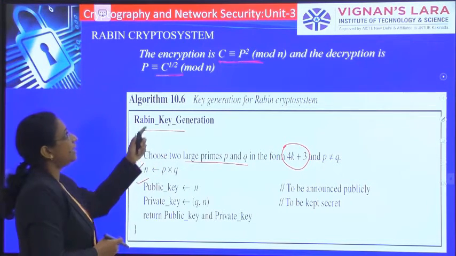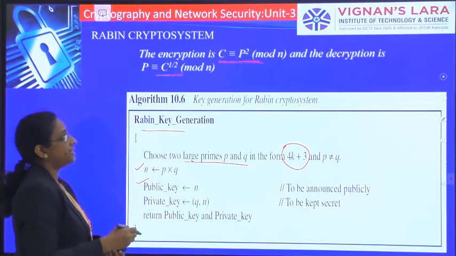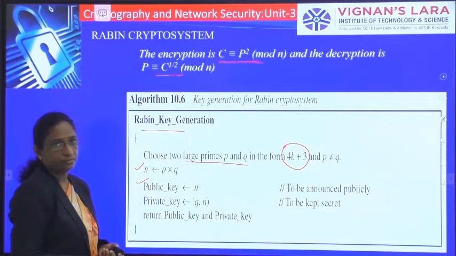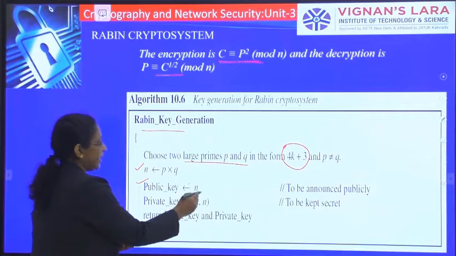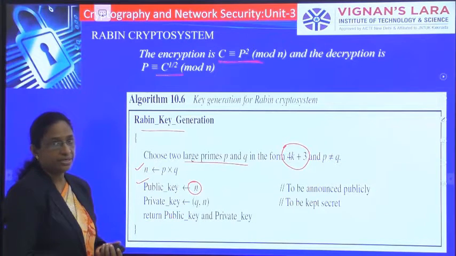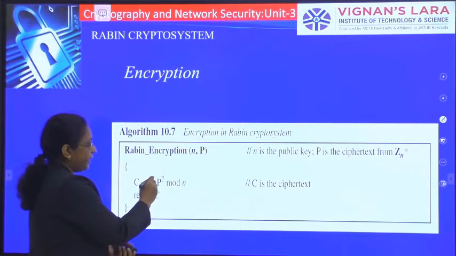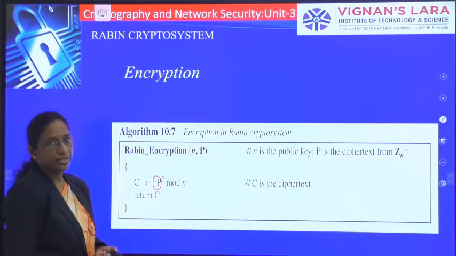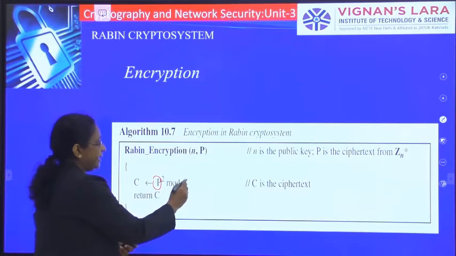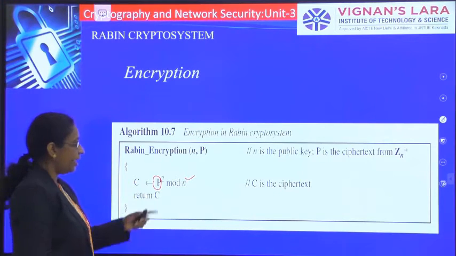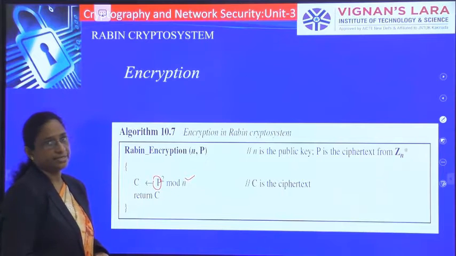After generating the keys, how do we do the encryption process? We do it by saying C equal to P square mod n. Since n is our public key, the encryption can be done using the public key. Here P is the plain text; by squaring the plain text and taking mod n, where n is our public key, we get the ciphertext.